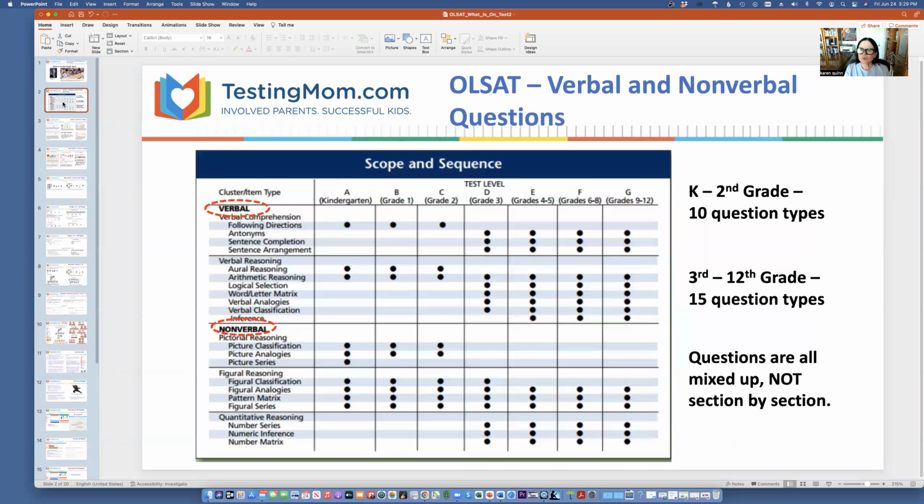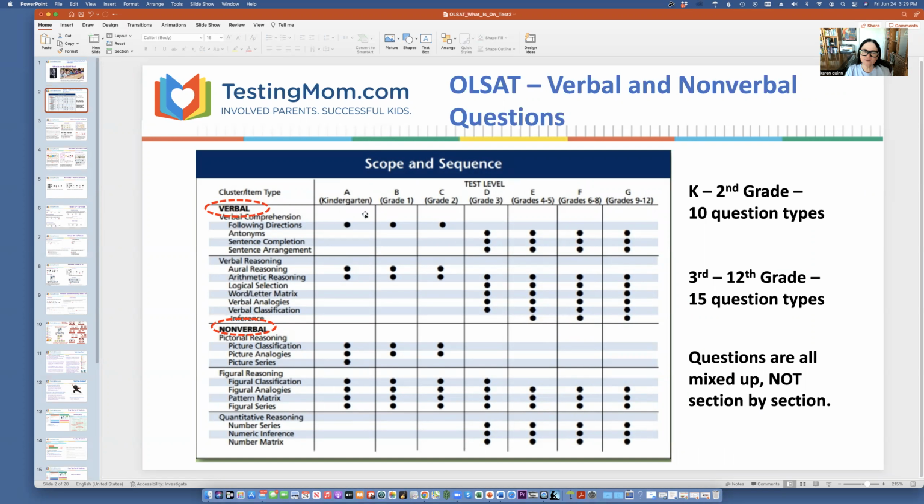Okay, so what is this test like? Well, there is a verbal section and a nonverbal section. I'm going to take you through the different types of questions in each of the two sections.